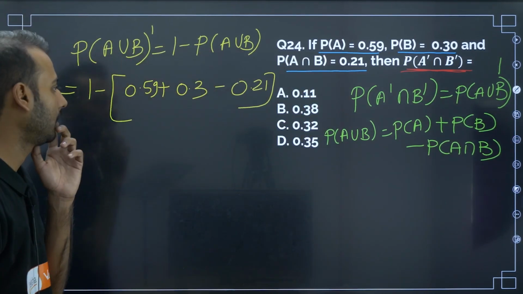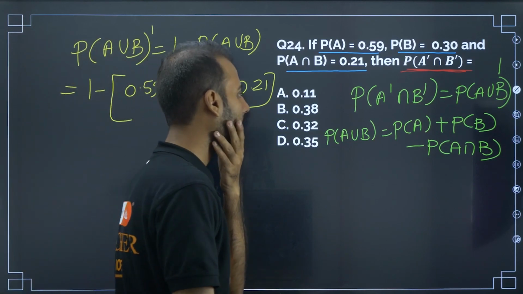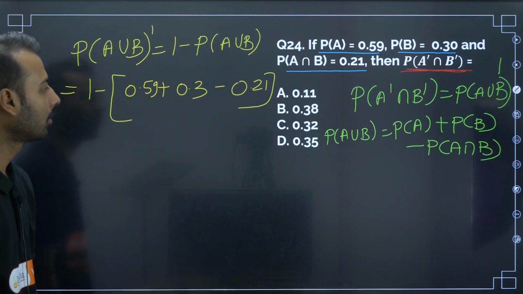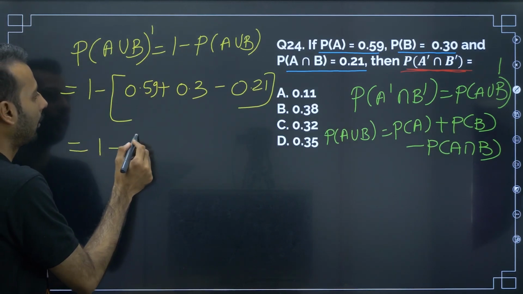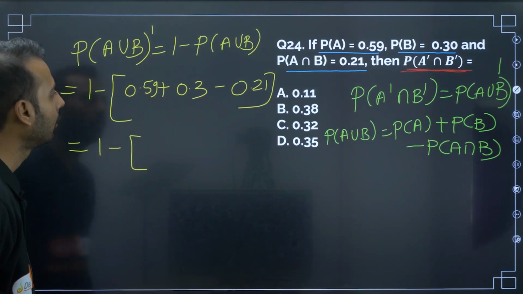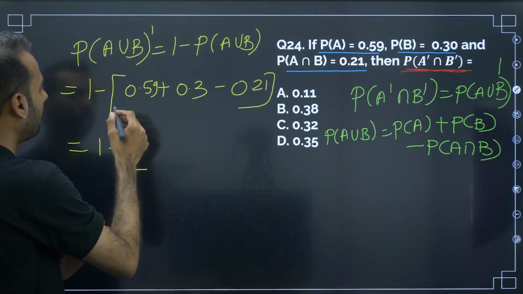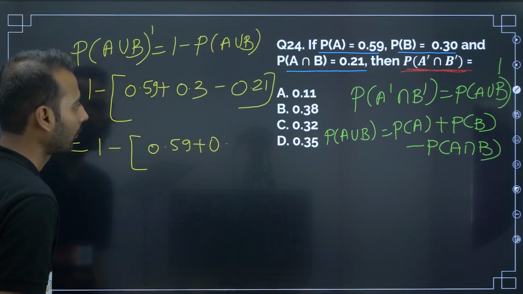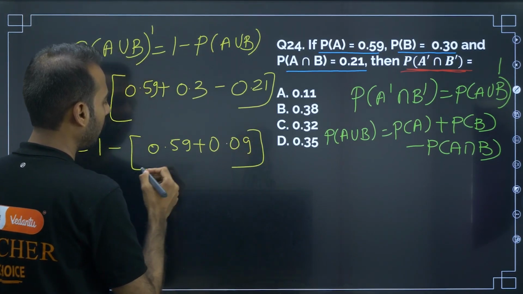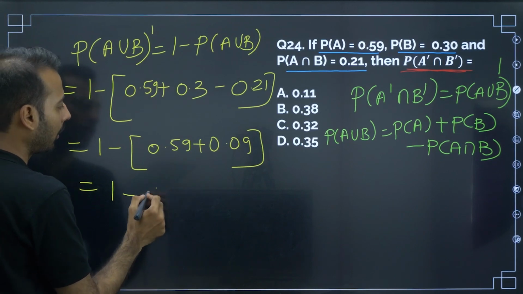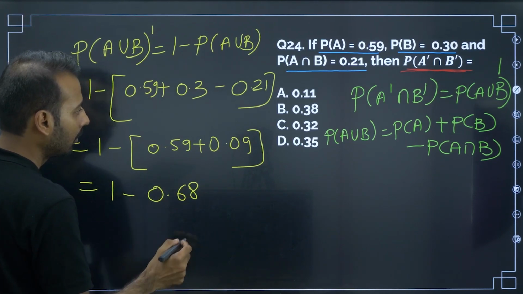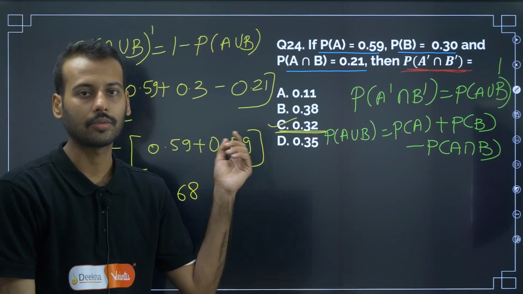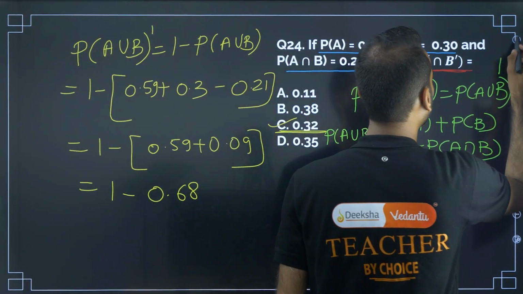Next, P of A union B is this much. All this we have done. Now, how to simplify this? 1 minus 0.59 plus 0.09, which is almost 0.68. So 0.32 is the answer for this. Again, with the basic formula, within 30 seconds we can solve this. So probability, do not leave this at any cost.